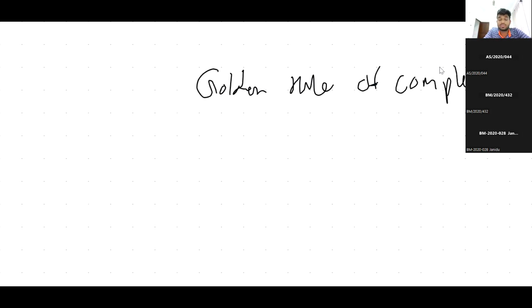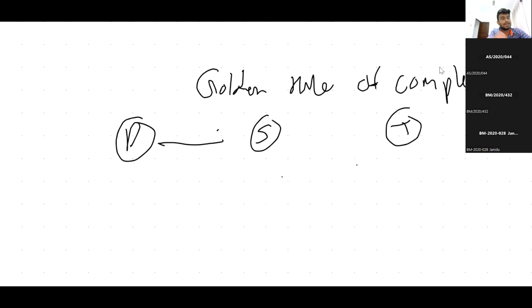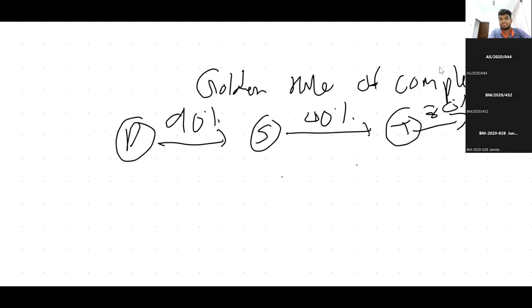Golden rule, what we need to remember. For example, let's say I'm having a company P, a company S, and a company T. P owns 90% of S, S owns 40% of T, and T owns 80% of X. So 90, 40, 80.